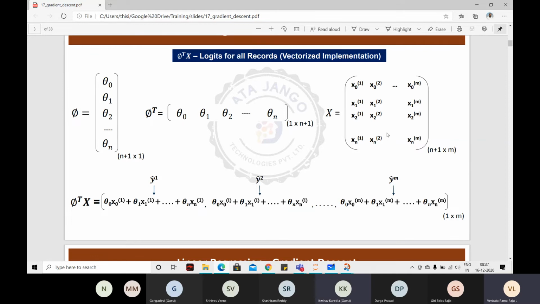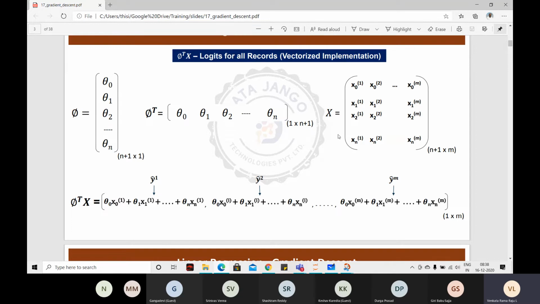Yes, sir. This is called vectorized implementation. This is how the algorithms actually do the predictions behind the scenes. Behind the scenes, the algorithms are using theta transpose x, or matrix multiplication, to make predictions.